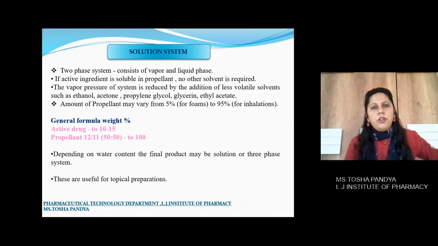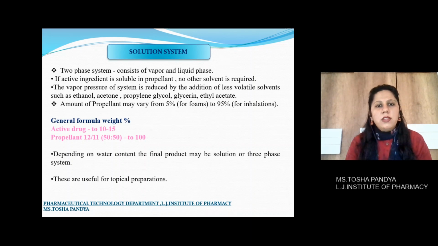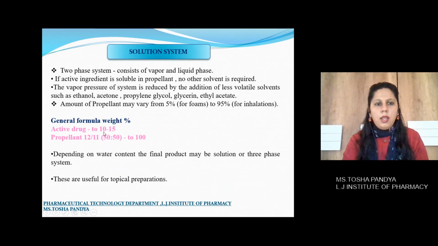The vapor pressure of the system is, however, lowered by less volatile solvents. The amount of propellant here varies from 5% for foams to 95% for inhalations. In the general formula for this type of system, you can see the API is 10 to 15% and the propellant is occupying the rest of the system, that is up to 100%.